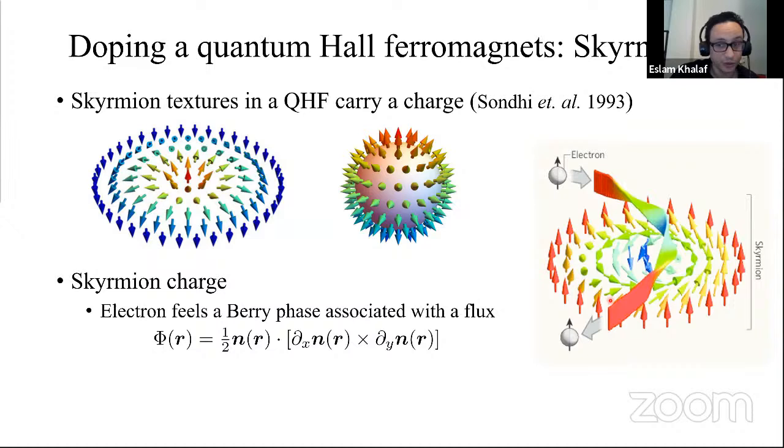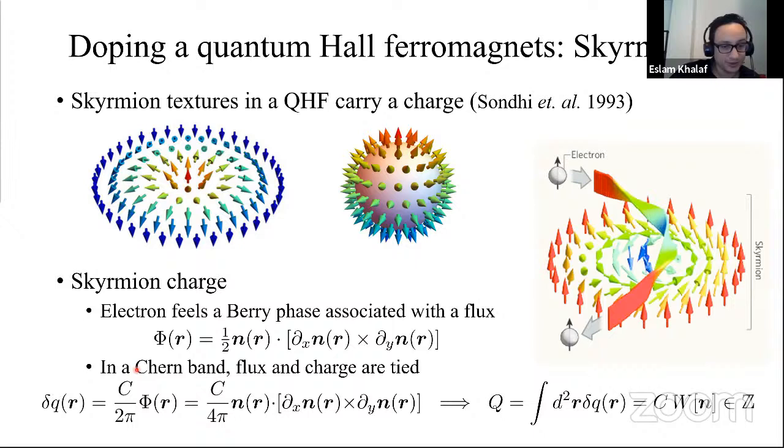Now, if we are in a Chern band or in a quantum Hall band, we know that there is this strict relation between the flux and the charge. So you can think of it in terms of this Chern-Simons flux attachment, where if you have a local flux, it will be associated with a charge that's related to the Chern number, according to this expression precisely. And this would tell us that this skyrmion texture will actually introduce a local charge, the deviation from the background. And if we integrate this local charge, we'll actually get a total charge that's equal to the Chern number times the winding number of this texture, which is always an integer.